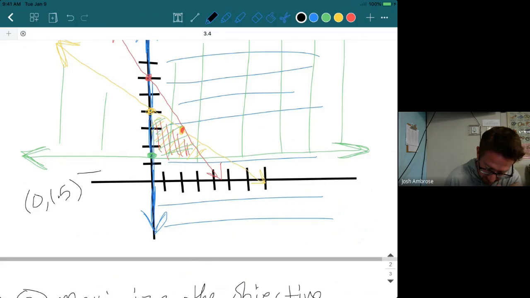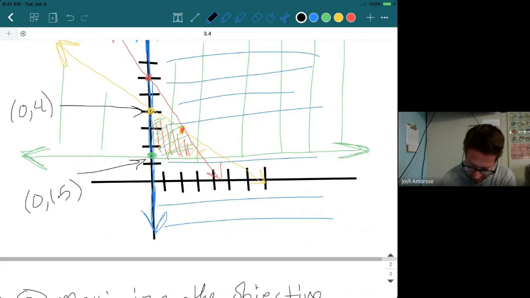So we have one vertice that is going to be at (0, 1.5). You can see that's that one right there. We're going to have another vertice that's going to be (0, 4), because it's right there. Okay. Then we need to figure out what is this vertice right here.